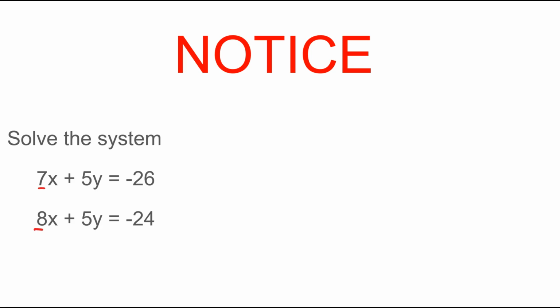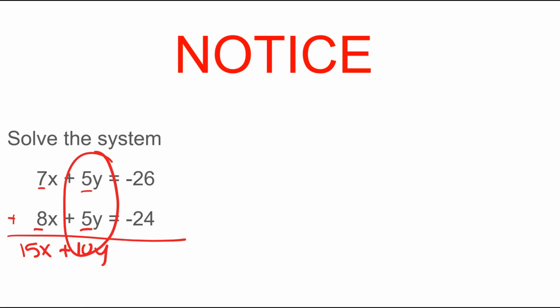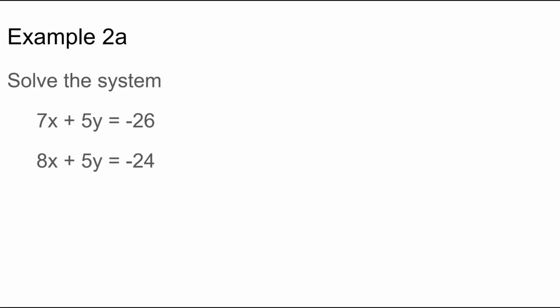So 7 and 8, those don't match. 5 and 5. Well, what happens if I was to just add to eliminate? 7 plus 8 gives me 15x. 5 plus 5 gives me 10y. Did these eliminate? No. The reason why is they were both positive 5y. So sometimes that happens. When that happens, we can simply multiply that top equation by -1 to change that sign. So we'll give that a try here.